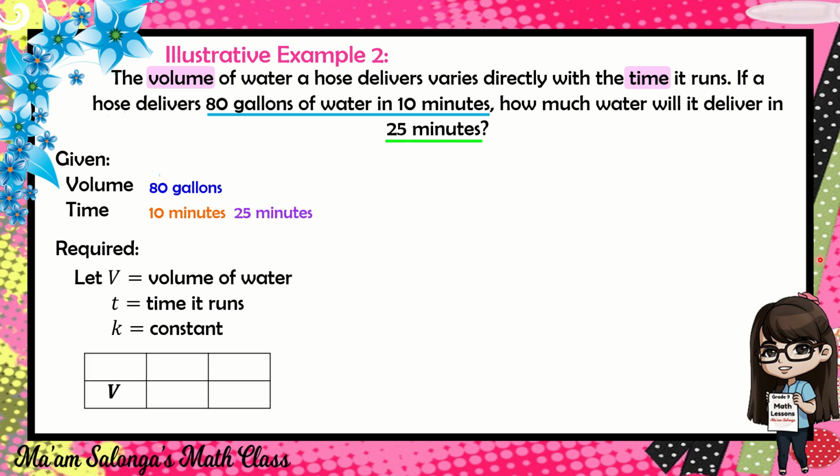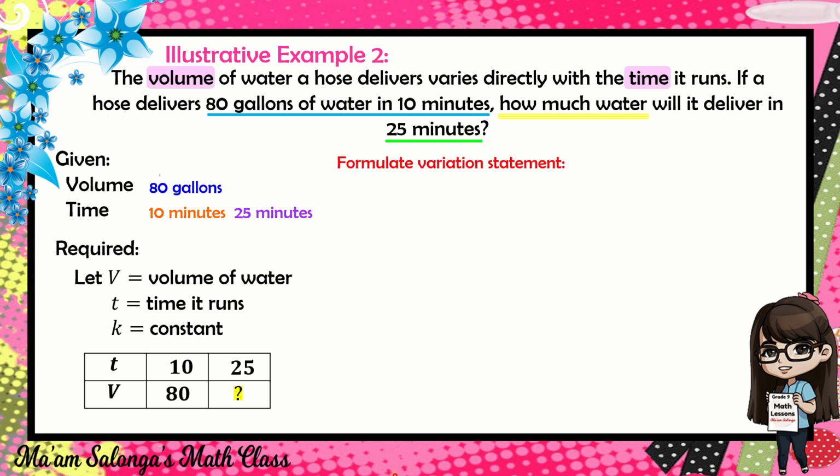Nandito yung V since the volume of water is the dependent variable and T is the independent variable. Ngayon, tingnan muna natin kung ano yung unknown. Ang tanong sa problem, how much water will it deliver in 25 minutes? So, ang tinatanong niya dito ay yung gallons of water. So, that is the volume. Ngayon, ilagay din natin sa table to yung mga nakuha natin sa given. So, we have 80, we have 10, and 25.